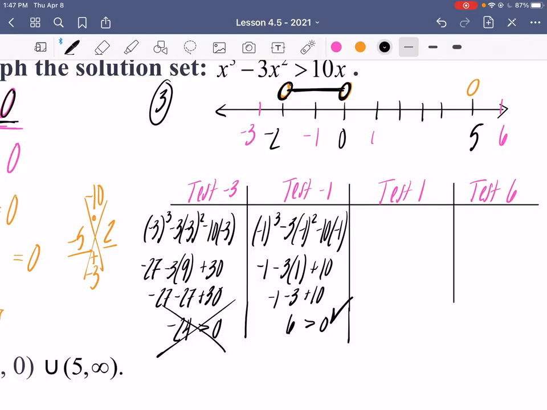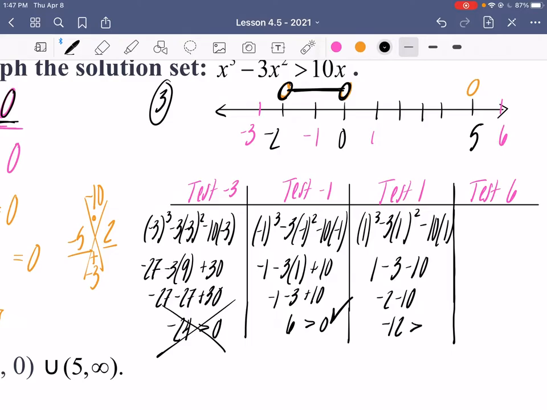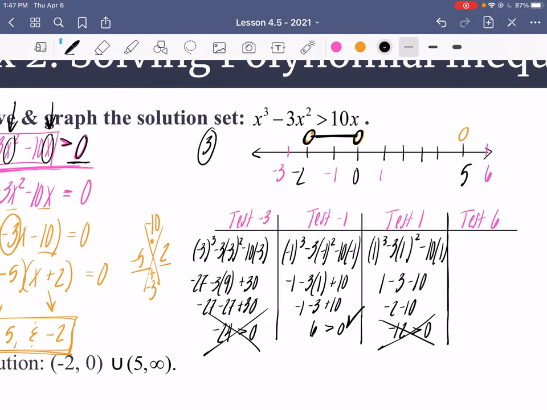Okay, so this is going to be part of our solution set right here. We know for sure it's going to be in between those values. Okay, keep going. Test number 1. So 1 cubed, whole process. I'm just going to zoom through this. Okay, so this is 1 minus 3 minus 10, which is negative 12. Negative 12 is less than 0. It's not greater than 0. So that interval does not work.